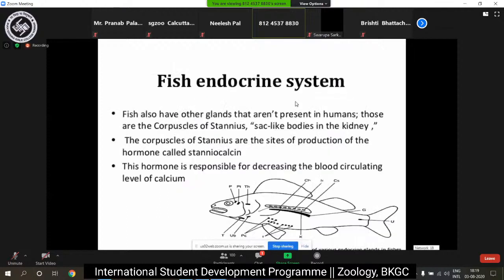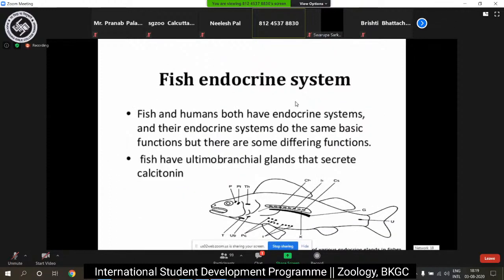Then after the corpuscles of Stanius, there is the ultimobranchial body, which is another specialized type of endocrine gland, a sac-like structure between the ventral wall of the esophagus and the sinus venosus, releasing calcitonin, which is associated with maintenance of calcium level in blood.